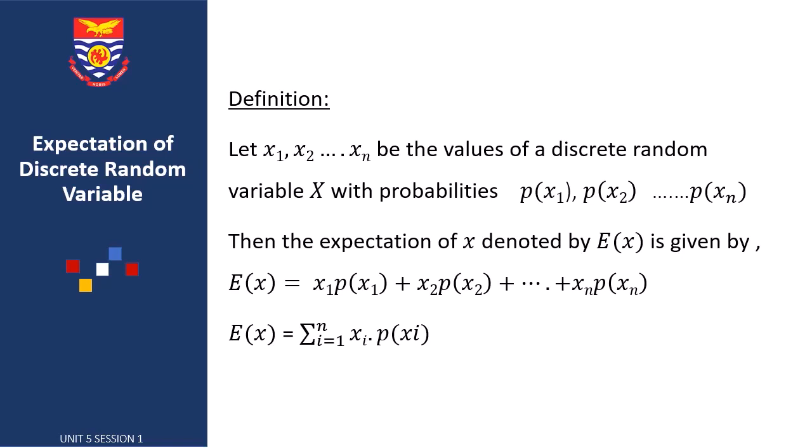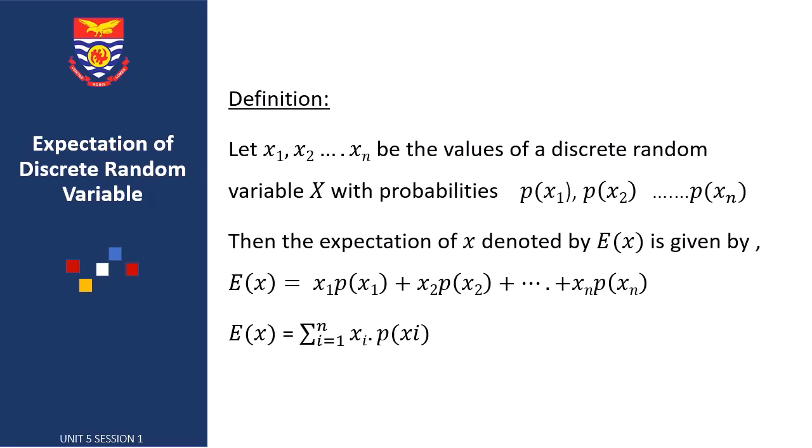So, definition: how do we find the expectation or expected value of x? If you have a random variable, a discrete one, let's say x1, x2, x3 up to xn. Let's assume those values are discrete, and each has its corresponding probability: probability of x1, probability of x2, probability of x3 up to probability of xn. Then how is the expectation computed?